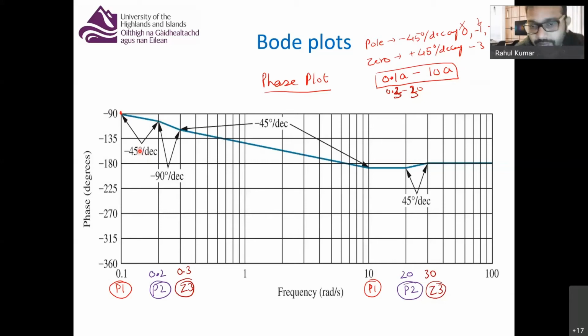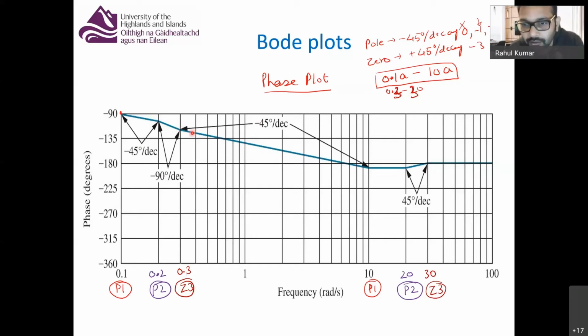Already you have minus 45, another slope of minus 45, that is altogether minus 90 degree per decade after 0.2 radians per second, right? And you have a zero at 0.3. So the zero's effect is starting from 0.3. Okay, so 0.3 is here and it is a zero, so it increases the slope by plus 45. My previous slope is minus 90, it is increasing the slope now because it is a zero, so altogether it will be minus 45, right?